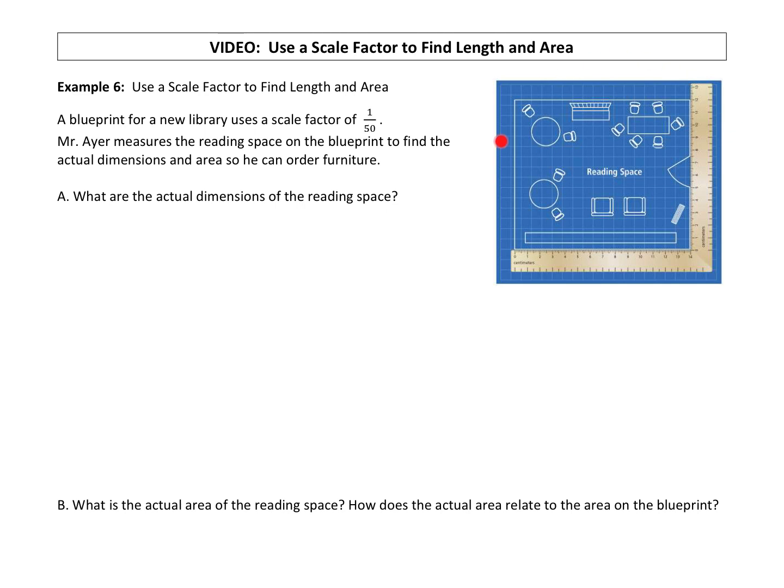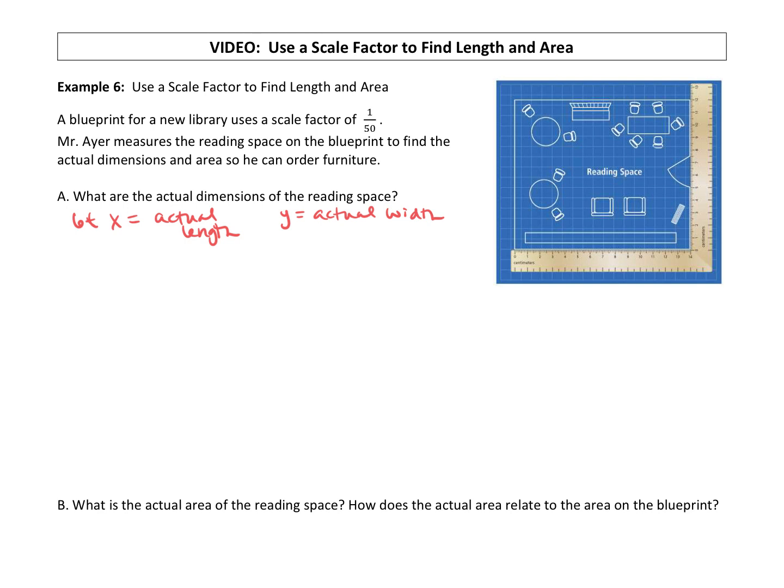So, we have our blueprint. This is on paper. This is representing to scale the real life reading space, an actual room. So what we're going to do is let X equal the actual length of the reading room. We're going to let Y equal the actual width of the reading room.